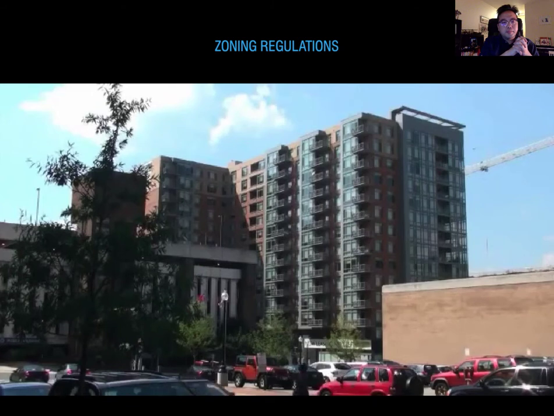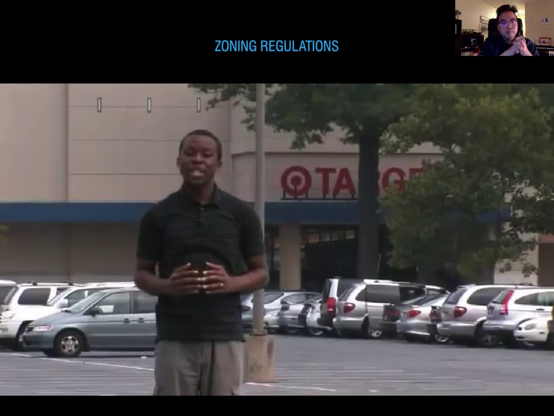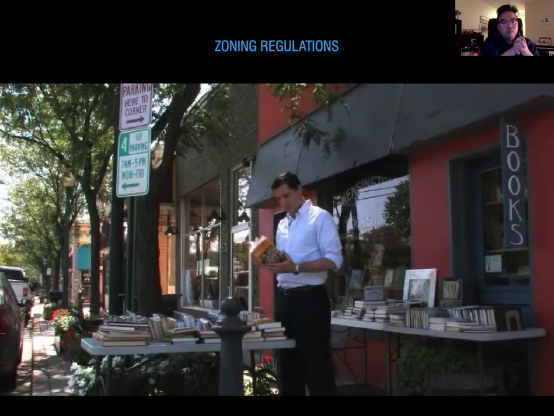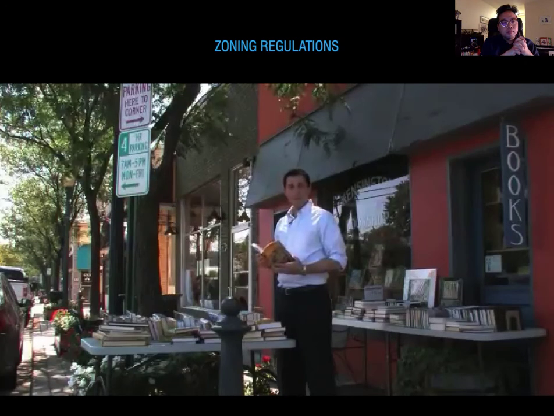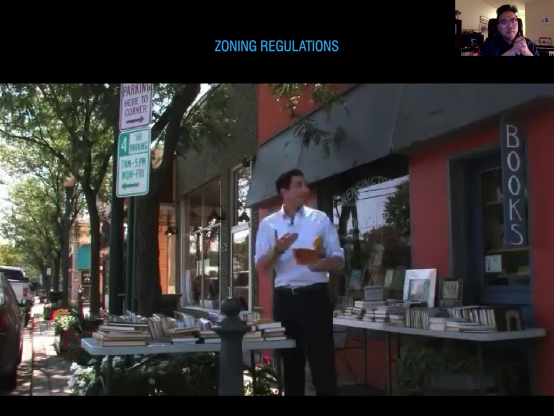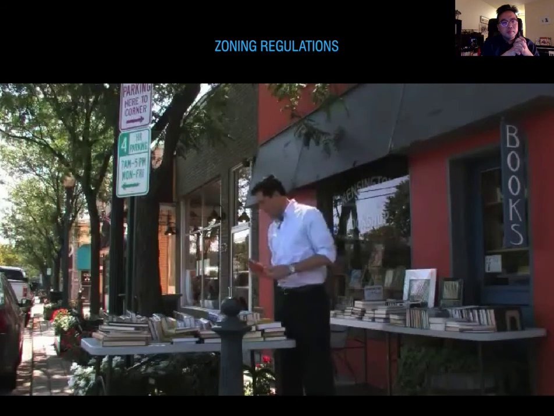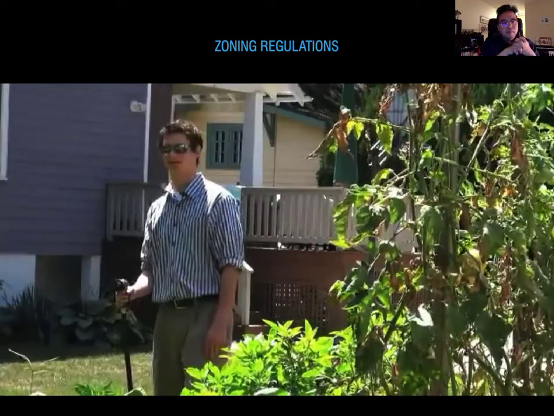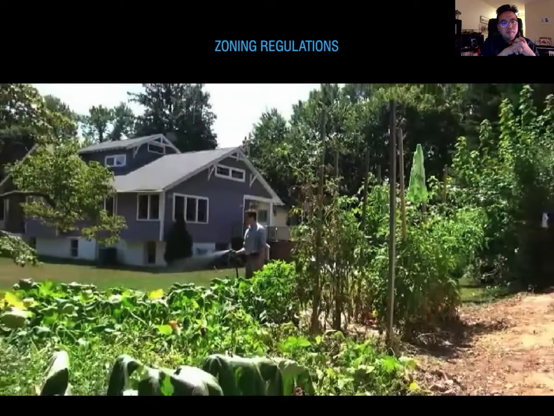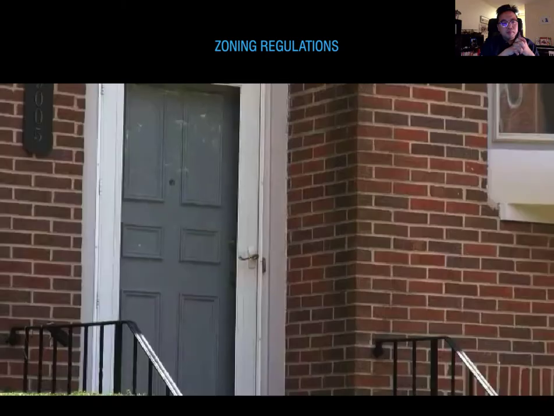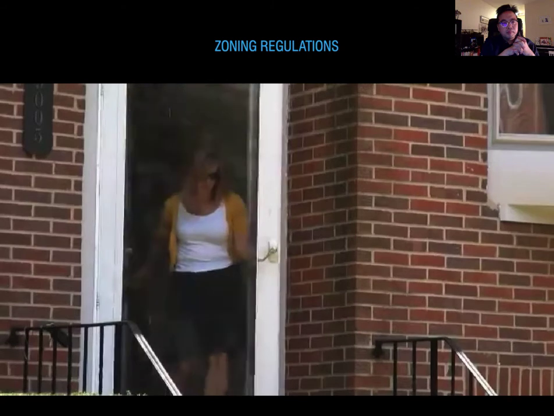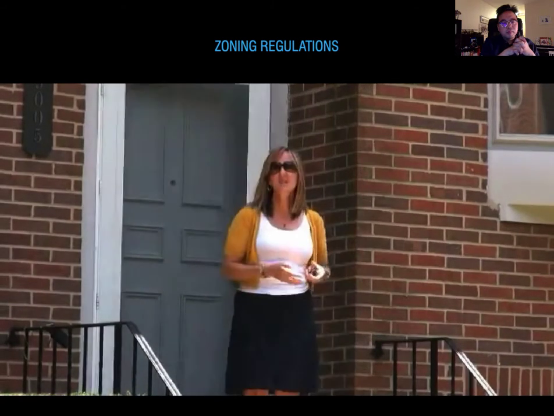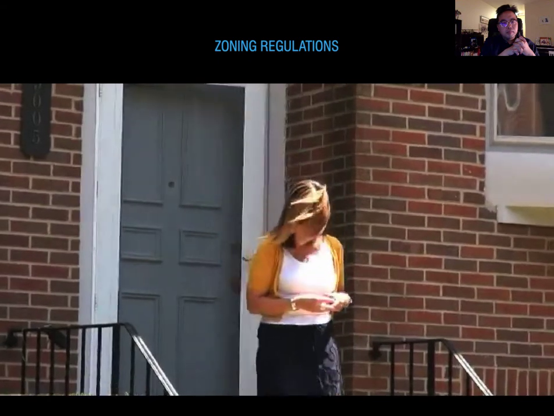Zoning determines how tall buildings can be. Zoning determines the parking requirements. Zoning determines the type of businesses that you can have in your neighborhood, like this bookstore. Zoning regulates the size of your lot. Zoning sets the density for all development.